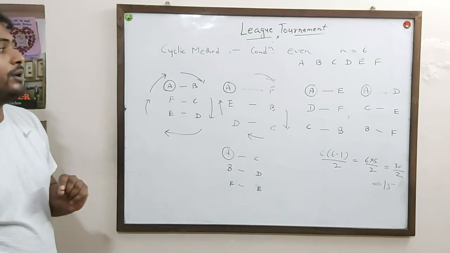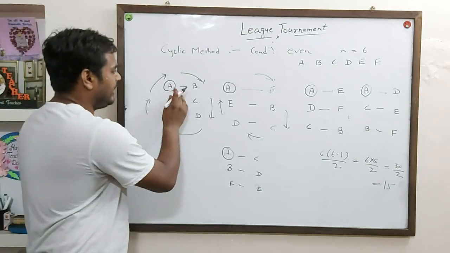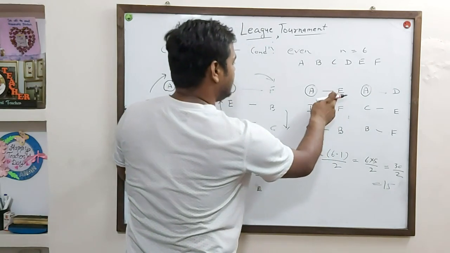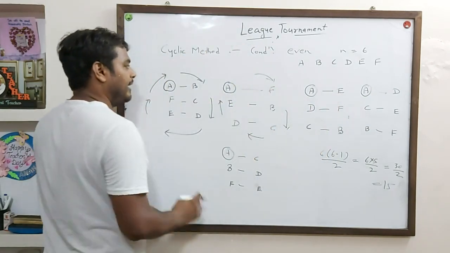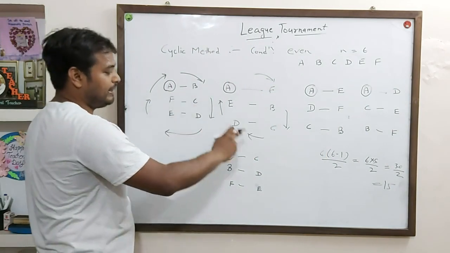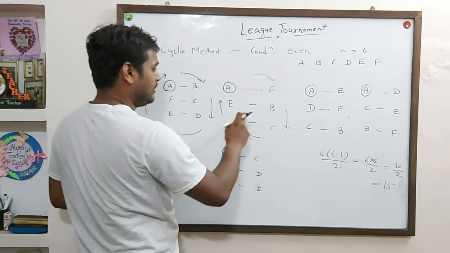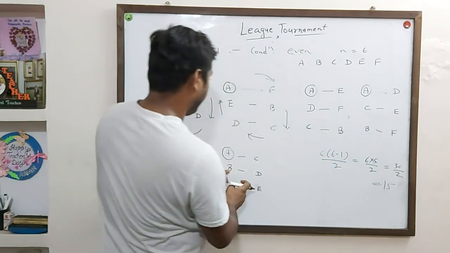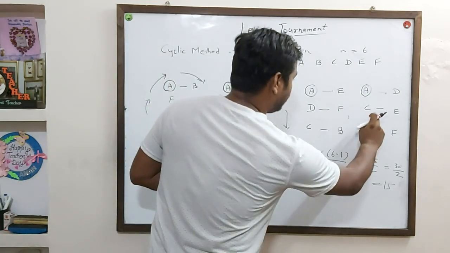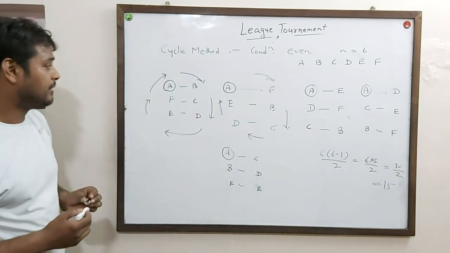One more thing, as I told you, each team plays with every team, so you can also cross-check this way. Here A versus B, then A versus C, then A versus D, then A versus E, then A versus F. It means A played with all the teams. Same with B. B already played with A. Now for B you can check: B played with C, then B played with D, and here with E, and here with F. So it means all teams are playing with each team.